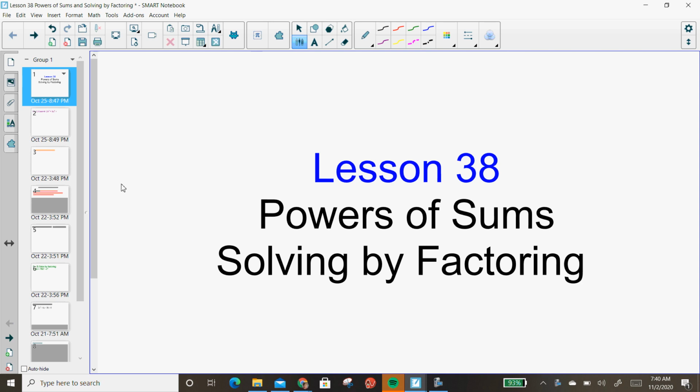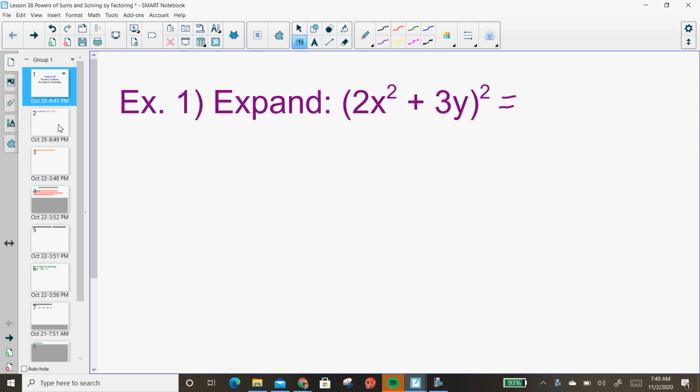All right, so lesson 38, powers of sums, solving by factoring. Powers of sums means you have something that you're adding. So you're going to put that in the parentheses, and then you're going to put an exponent on it. So you see this exponent of 2 out after the last parentheses.